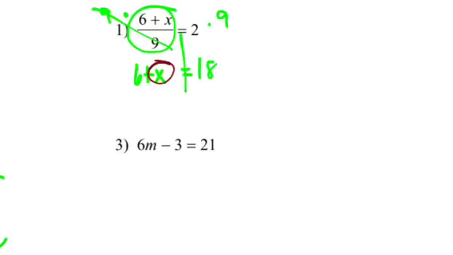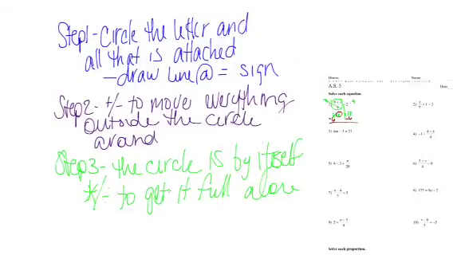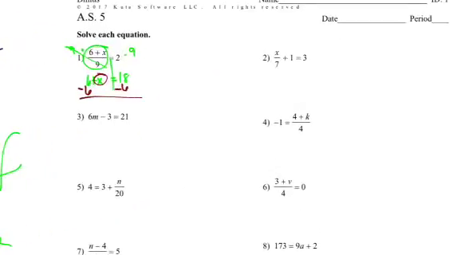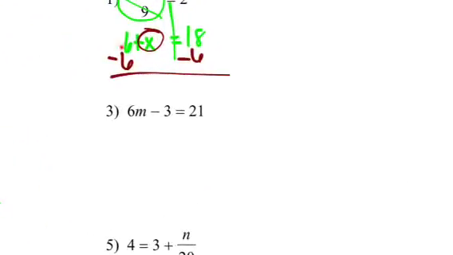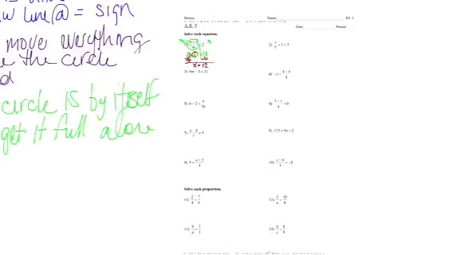Now when I circle what I'm solving for, that 6 is no longer involved. How do I get rid of the positive 6? I subtract it from both sides, just like my notes tell me to do. Once I circle what I'm solving for, I add or subtract to move everything that's outside the circle around. That gives me my 0 there, leaving me with x equals 12. And since nothing is attached to x, you are done. Quick and easy, right?